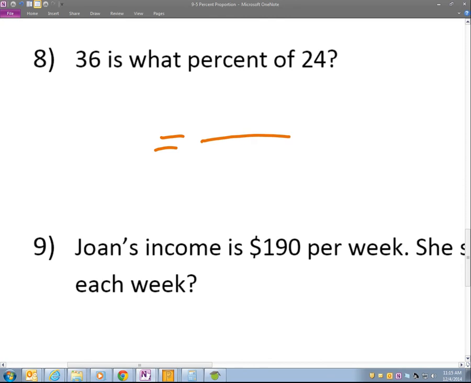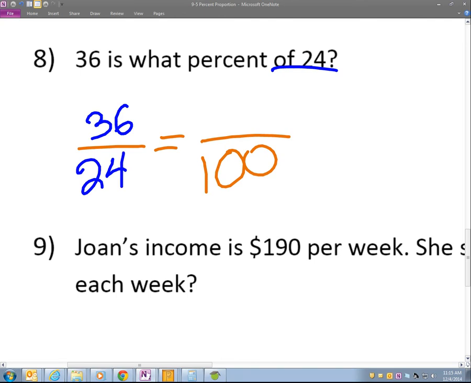All right. First thing I'm going to do is put this and something over 100, because I know that 100 is always going to be the situation for what we're doing. Now we have 36 is. Charlie, where does 36 go? At the top, because that's where is goes. And then we have of 24. Where does that go, Donovan? Bottom left. Beautiful. And it's saying what percent?